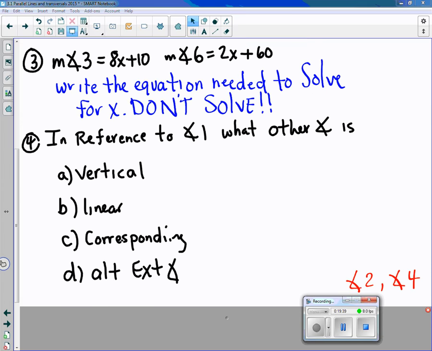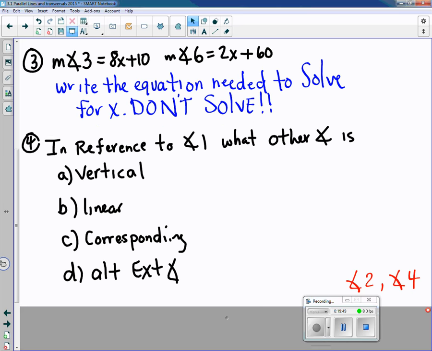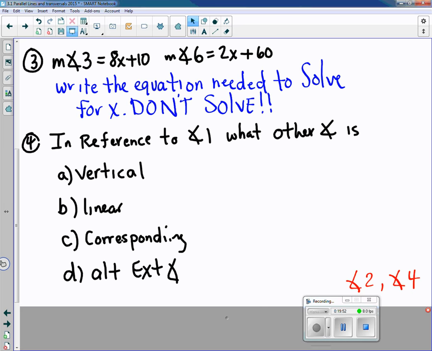And problem number 4, again using that drawing at the top, I want you to use angles. Tell me what the list of angles are that are vertical angles in reference to angle 1. What is the list of linear pair, corresponding angles, alternate interior and alternate exterior angles? For instance, for the linear pair, you should write angle 2 and angle 4. Put a comma in between and just list what the angle sets are.